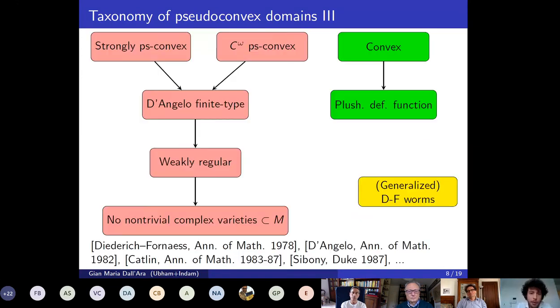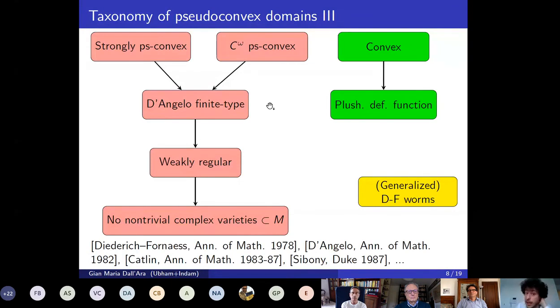Okay. Here I tried to put a map, a partial taxonomy, of smooth pseudoconvex domains in several complex variables. The simplest one that one could think of are the strongly pseudoconvex domains. As I said, these are the domains where you have no weakly pseudoconvex points. And then another class is the class of C omega pseudoconvex domains with real analytic boundary. And both these classes, of course neither is included in the other, but both are included in the class of D'Angelo finite type domains.